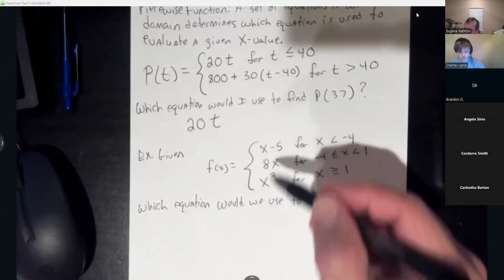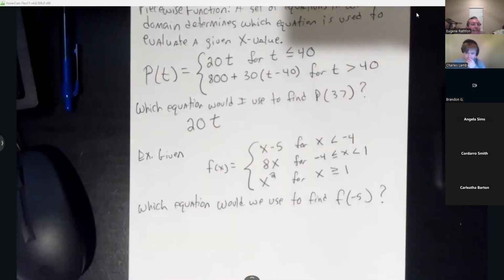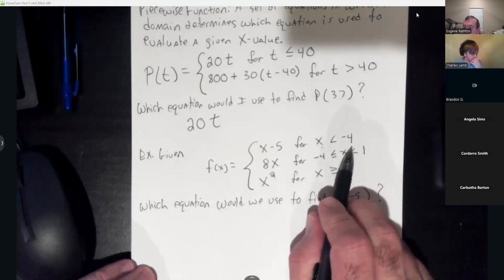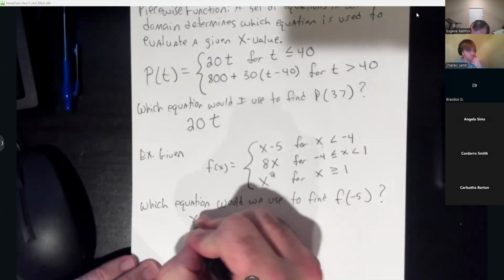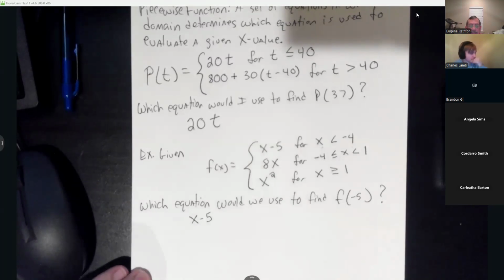So y'all, my first, second, or third one for that one? What y'all got, Angela? Oh, y'all good. Y'all all got the first one. Good job, because negative 5 is less than negative 4. So we would use the x minus 5.